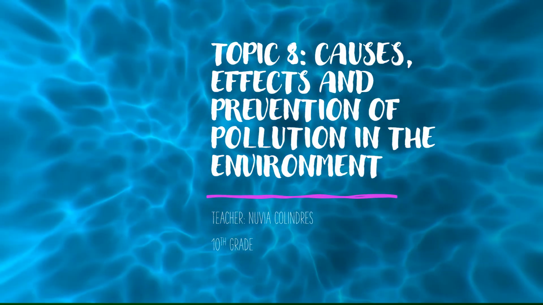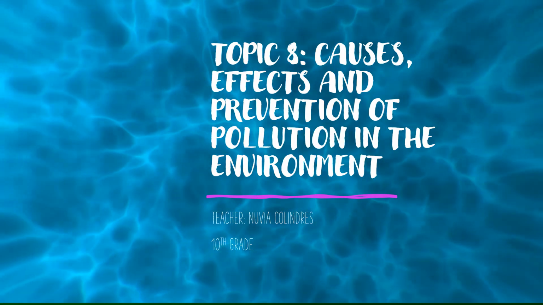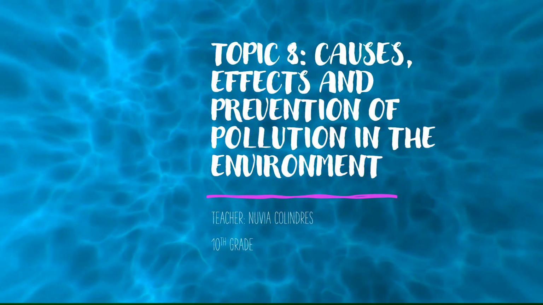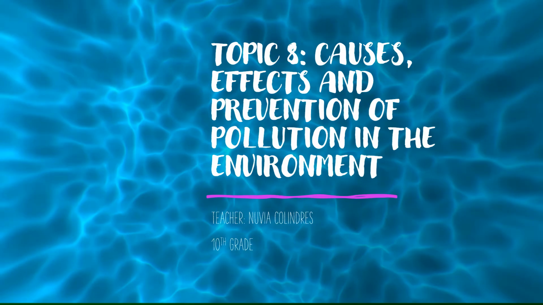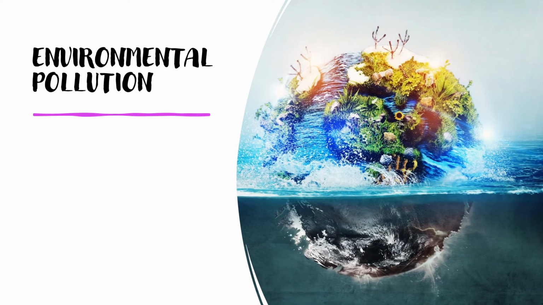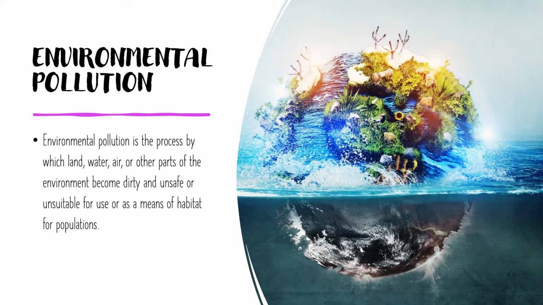Topic number 8: Causes, Effects, and Prevention of Pollution in the Environment by teacher Nubia Colindes. Environmental pollution is the process by which land, water, air, or other parts of the environment become dirty and unsafe or unsuitable for use or as a means of habitat for populations.